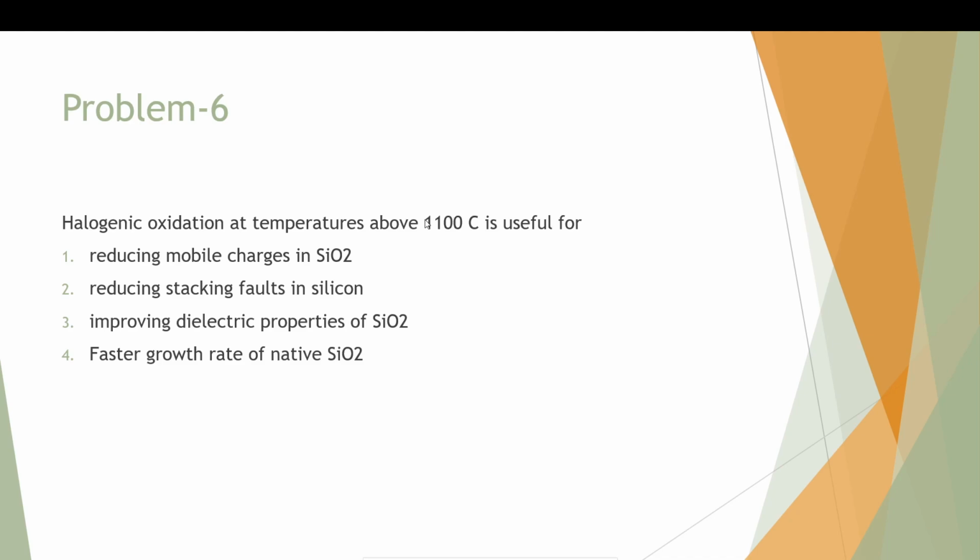There is one more answer here that is true. It also helps in trapping silicon interstitials, and because of that there will be a reduction in the stacking faults in silicon. So these two are the correct answers. I don't know what more to explain on this, but yeah.